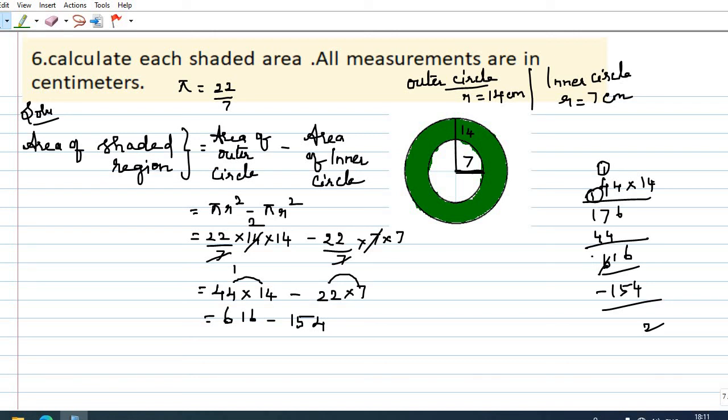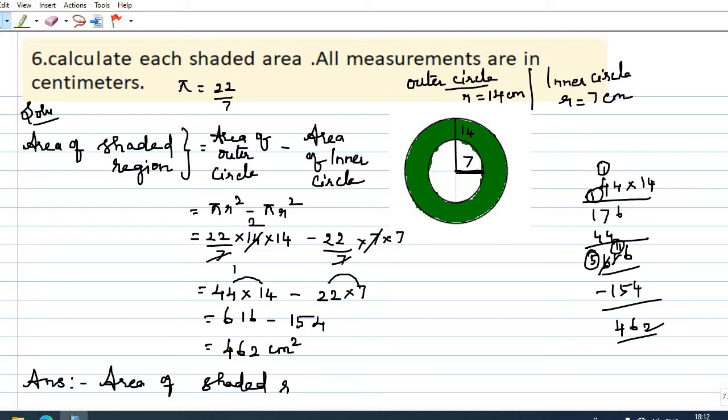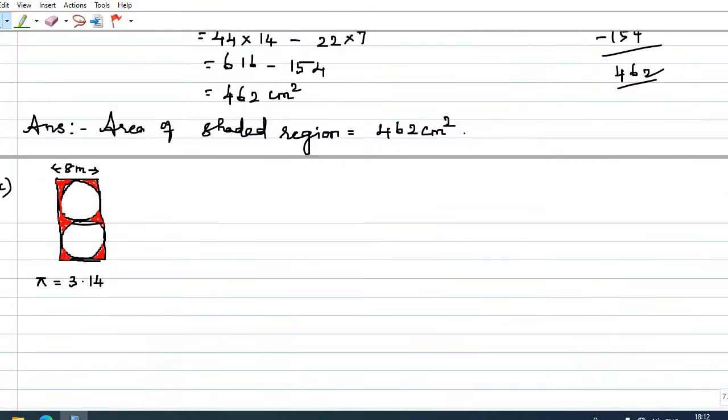So if I subtract this, 2, 11 minus 5. This becomes 5 and this becomes 11. 11 minus 5 is 6. 5 minus 1 is 4. So finally the shaded part is 462 centimeter square. Clear this? So the answer is area of shaded region is equal to 462 centimeter square. Can you clear this children? Shall I move on to the next sum?